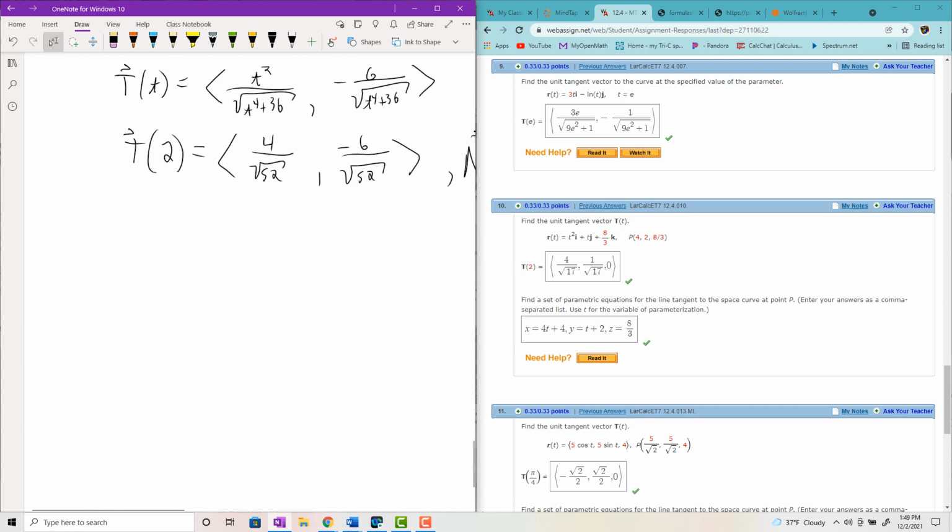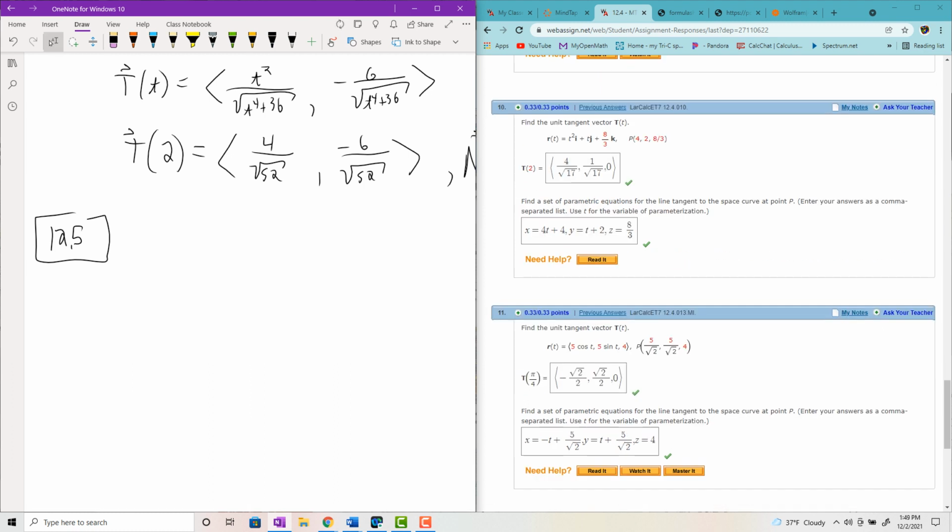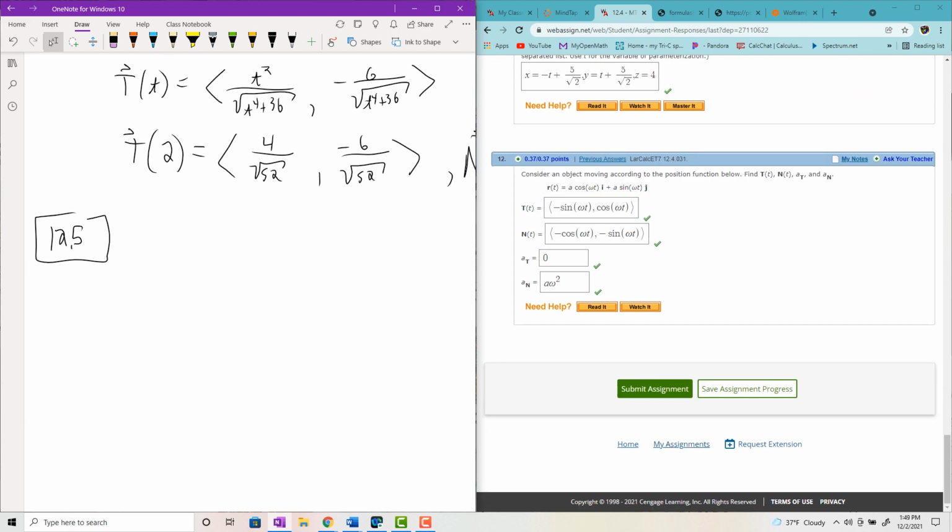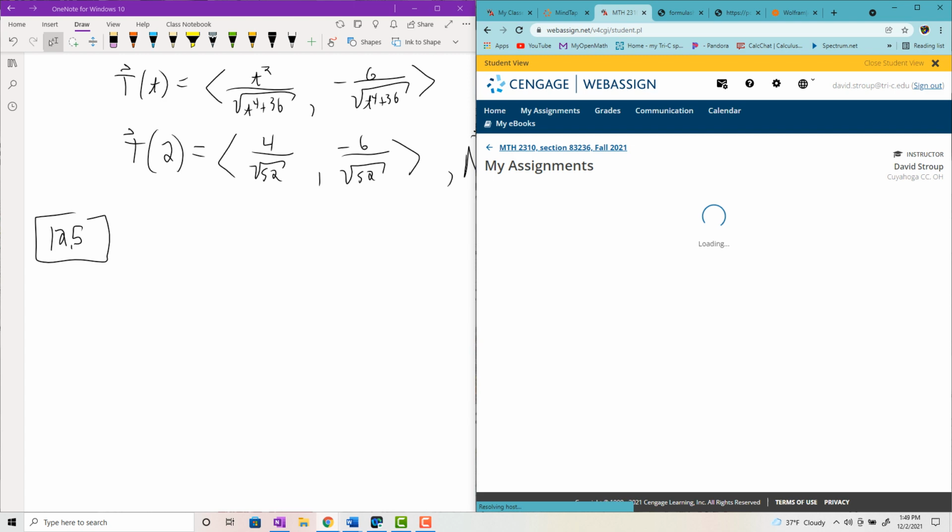But anyways, 12.5, I was kind of interested in some of these arc length problems because that arc length formula comes up to be important once you're dealing with line integrals, right? So 12.5, let's look at that, and then we'll go on to 13.